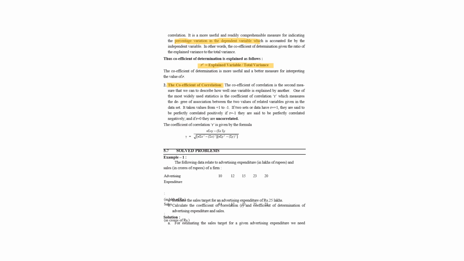One of the most widely used statistics is the coefficient of correlation R, which measures the degree of association between the two values of related variables given in the data set. It takes values from +1 to -1. If two sets of data have R equal to +1, they are said to be perfectly correlated, positively correlated.